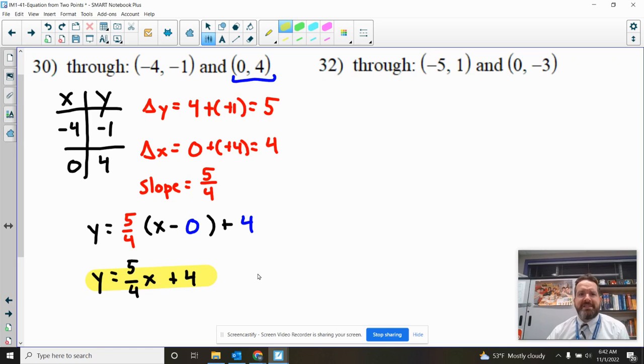That's the best part about this. You can check every single one on a graph and know if you've done it right. If you ever don't have your line go through those 2 points, that just means there's an error. We go back and we try to find that error.